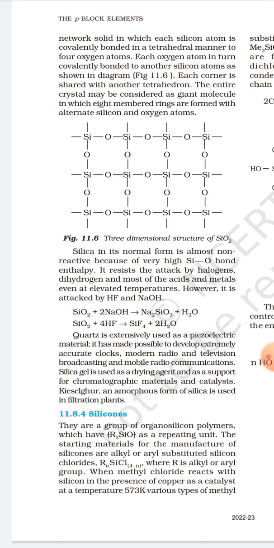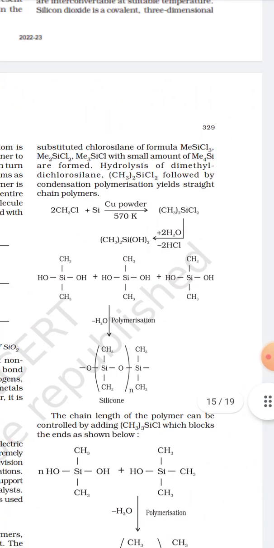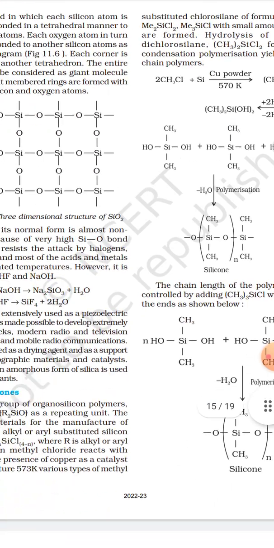Silicones. They are a group of organosilicon polymers which have R2SiO as a repeating unit. The starting materials for the manufacture of silicones are alkyl and aryl substituted silicon chlorides, where R is an alkyl or aryl group. When methyl chloride reacts with silicon in the presence of copper as a catalyst at a temperature of 573 Kelvin, various types of methyl-substituted chlorosilanes of formula MeSiCl3 with a small amount of Me4Si are formed. Hydrolysis of dimethyldichlorosilane followed by condensation polymerization yields straight-chain polymers.